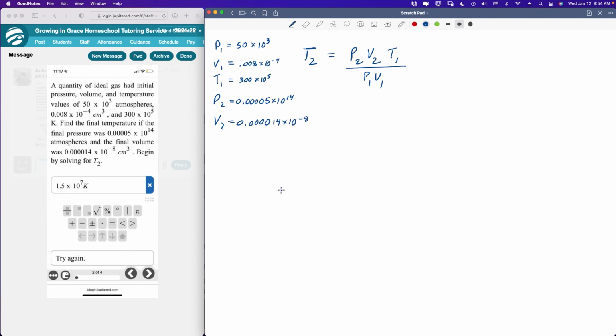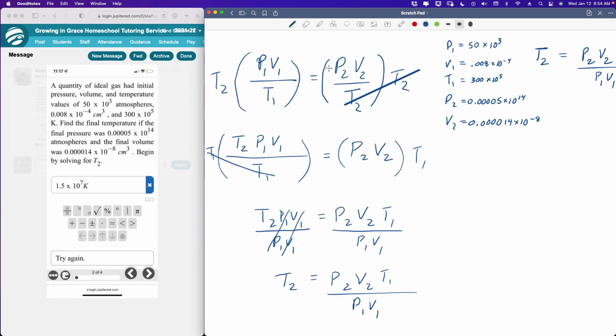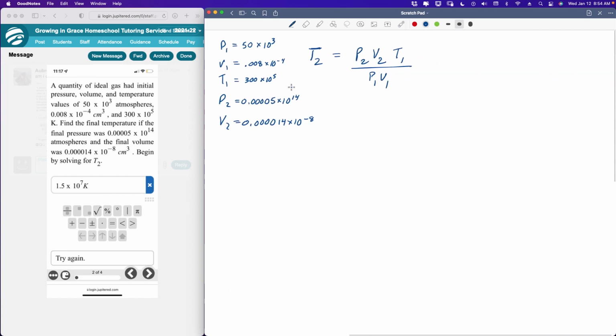Now I'm here to tell you, if you put all these values into the original initial equation, which is this, you will get the exact same answer as if you do it like this, because I have done it both ways.